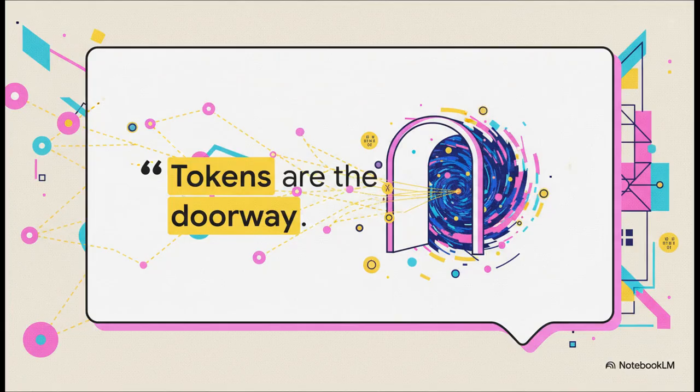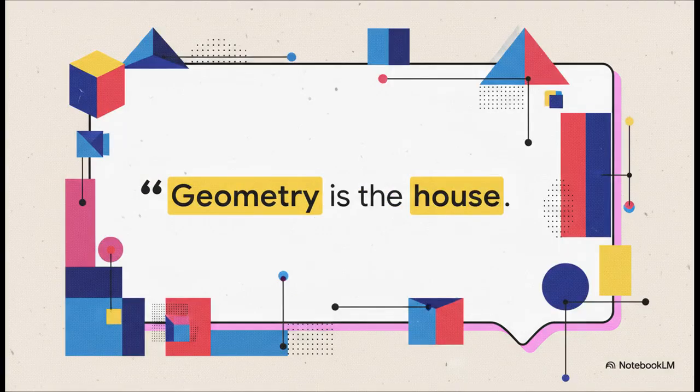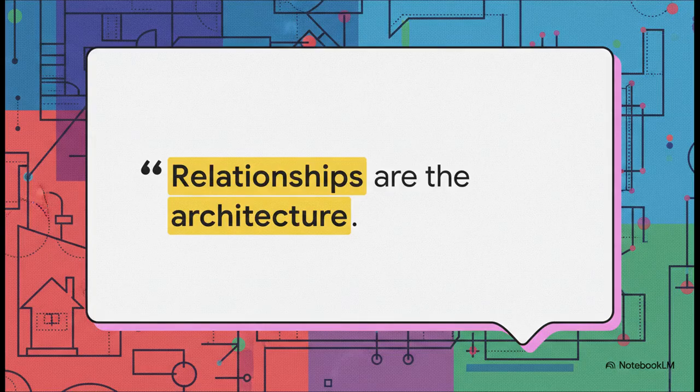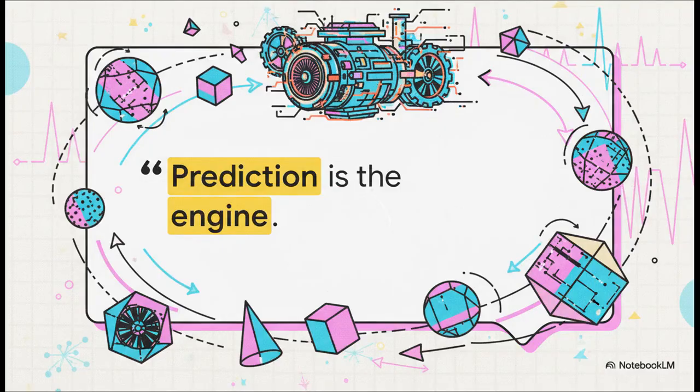So, if we put it all together, what do we have? The secret isn't in the pieces themselves. The tokens are just the doorway we step through to enter this new space. And once we're inside, we find ourselves in a house that's built entirely out of geometry, where all meaning is defined by position and by structure. The design principles of that house, the blueprints that show how everything fits together, those are the relationships between all the points inside it. And the engine that powers this entire system, the thing that brought it all into existence and keeps it running, is that simple, relentless act of prediction.